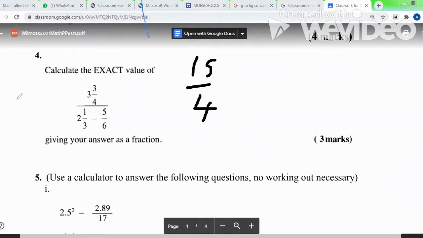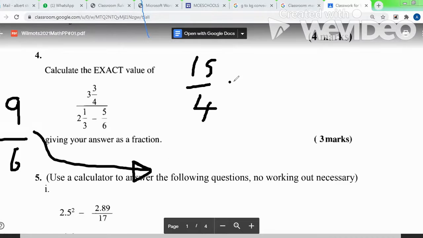Hold on there. Karan, you had 9 over 6, right? Yes, I did, for the bottom piece. But does anybody realize that you could have actually reduced this? Yes, sir, 3 over 2. So I think the best thing to do is actually to reduce it.